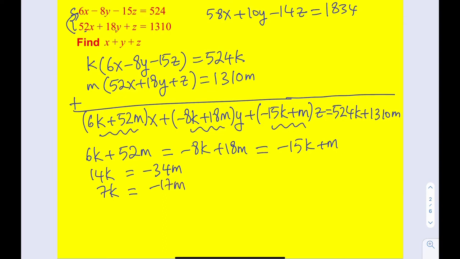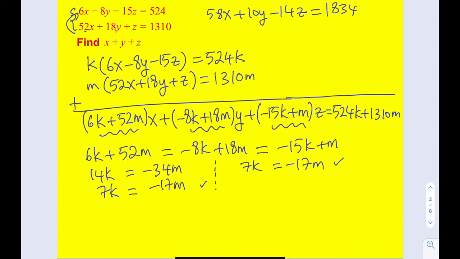Now, the second and third equation gives me, let's see what happens. I'm going to bring the negative 15k over here as a positive. So it's going to be 15k minus 8k, which is 7k here. And then I'm going to subtract the 18m from the m, which is going to give me negative 17m. So what happened here? I got the same equation, which means that we're actually able to find x plus y plus z. Okay? So the system is consistent in that sense.